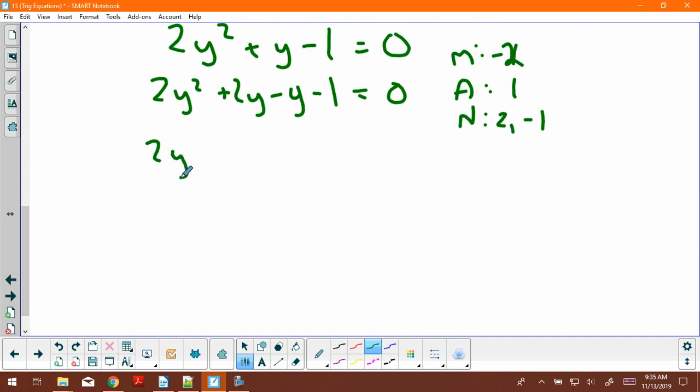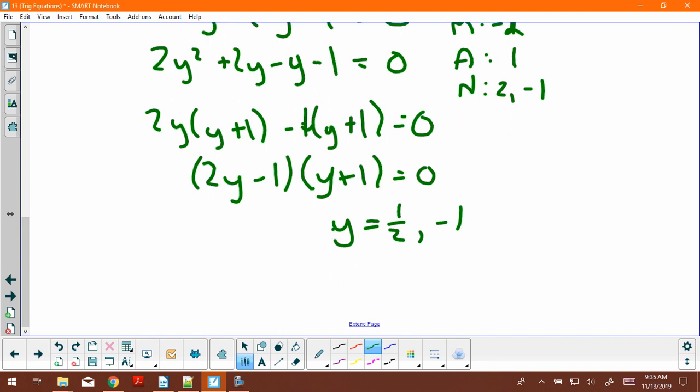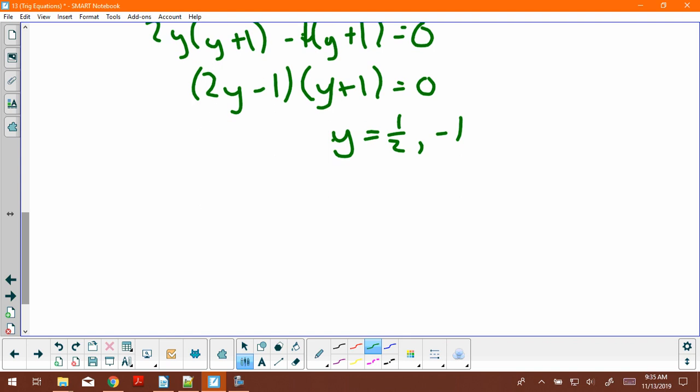So we have 2y, y plus 1, minus 1, y plus 1. So this factors into 2y minus 1 and y plus 1 equals 0. So that means y is equal to either 1/2 or -1. All right, now we switch that back to cosine. So that means that either cosine of x is equal to 1/2 or cosine of x is equal to -1.